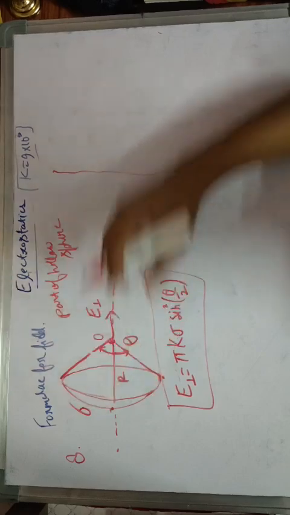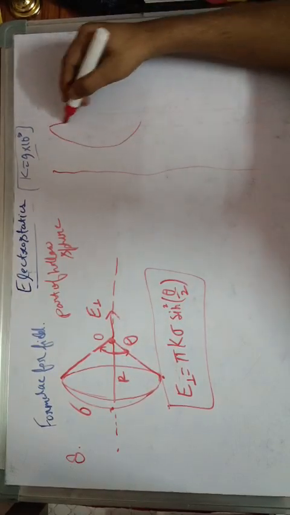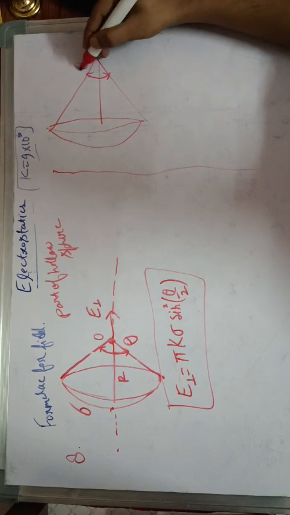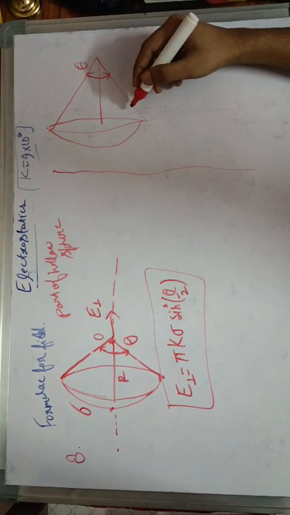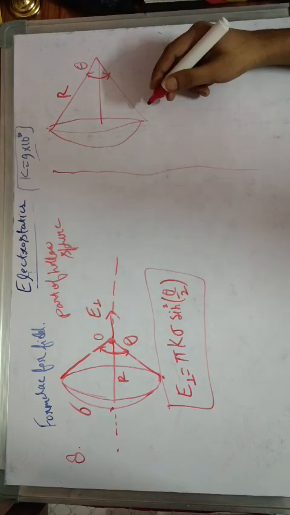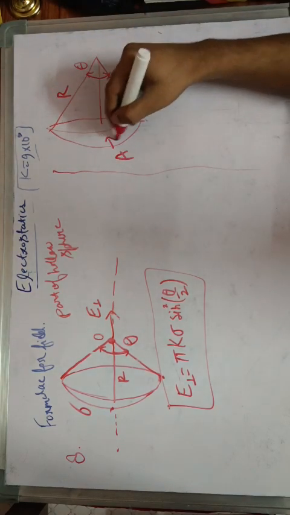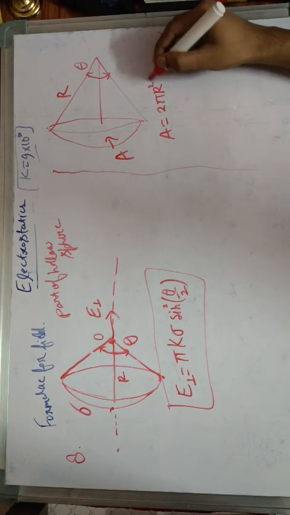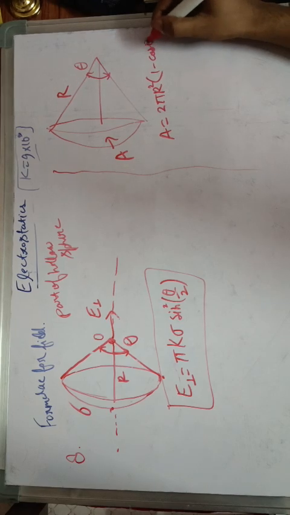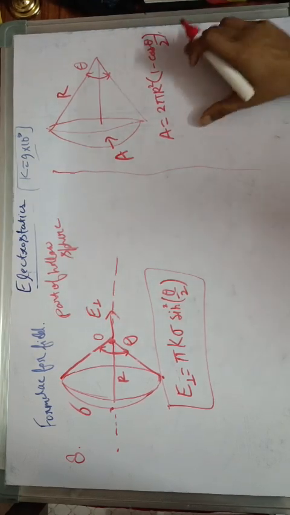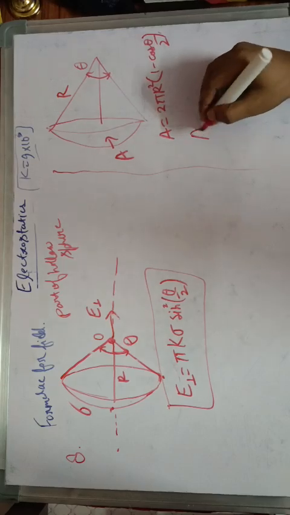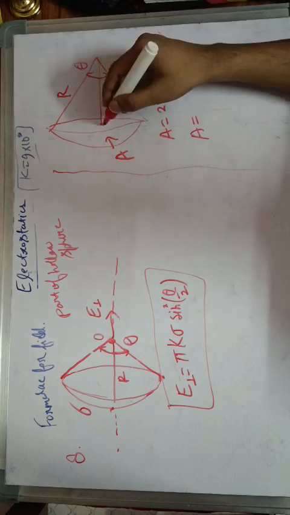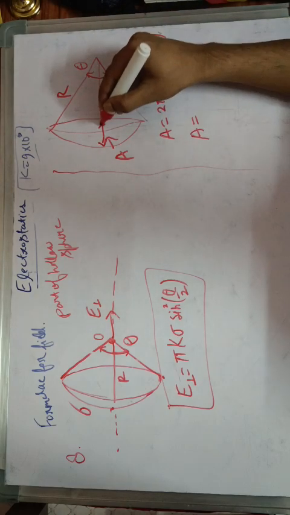That is, for this part which makes, let's say this angle is theta, and this radius is, let's say, r. Then the area of this part is A is equal to 2 pi r square bracket 1 minus cos theta by 2. This is the formula for this area, or this can also be written as A is equal to, let's say, this length from this point to this point. The length is a.